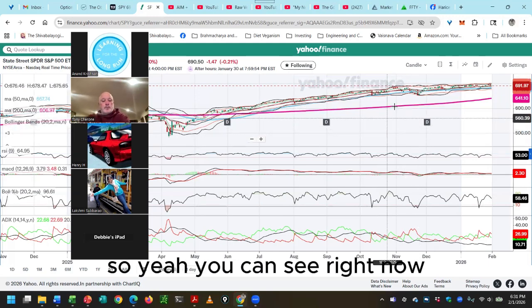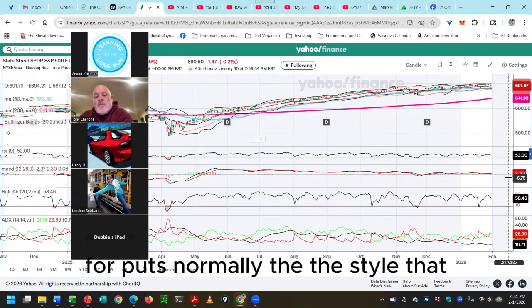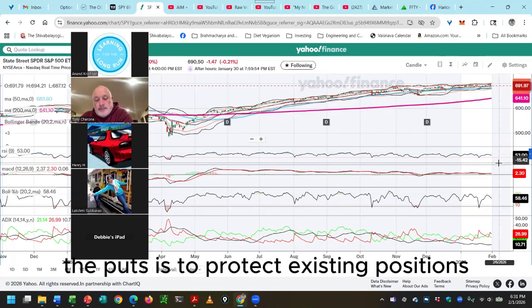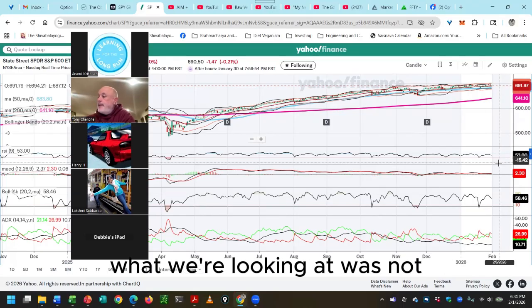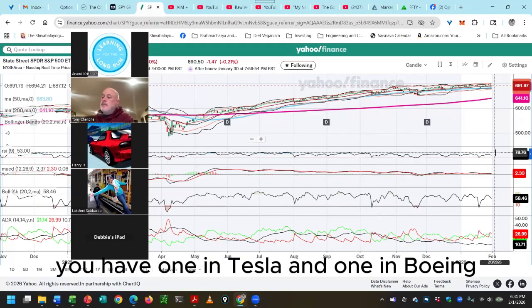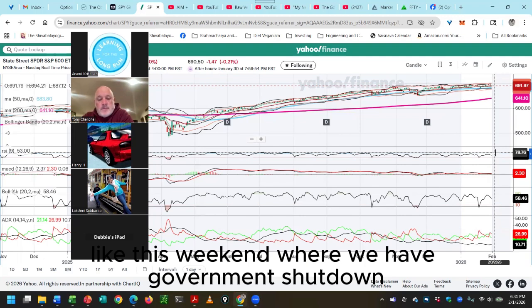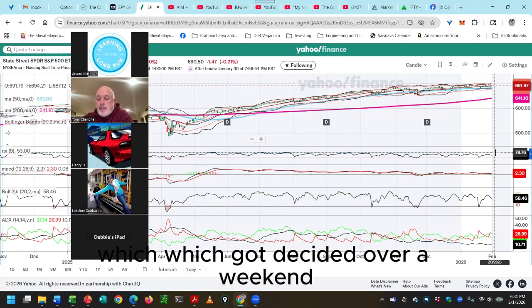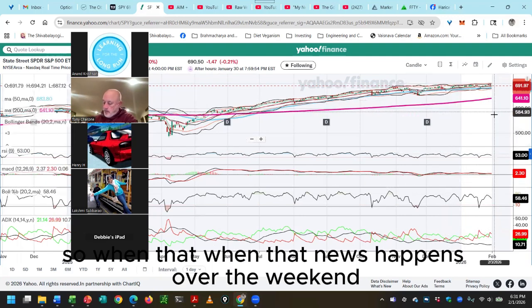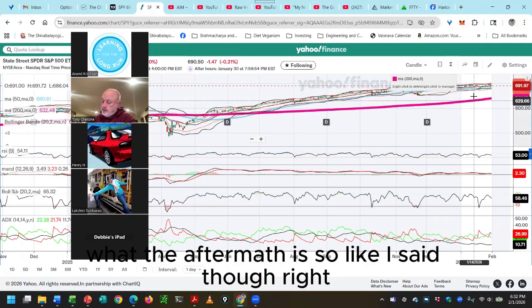Okay. One thing I wanted to add for puts: normally the style that we've been applying puts is to protect existing positions. We're not bearish. We don't only do puts. It's to protect against drawdown. Say you have two calls, one in Tesla and one in Boeing, and then you have a weekend like this weekend where we have a government shutdown, which got decided over a weekend. When that news happens over the weekend, we can't do anything about it. We can only wait till Monday and see what the aftermath is.